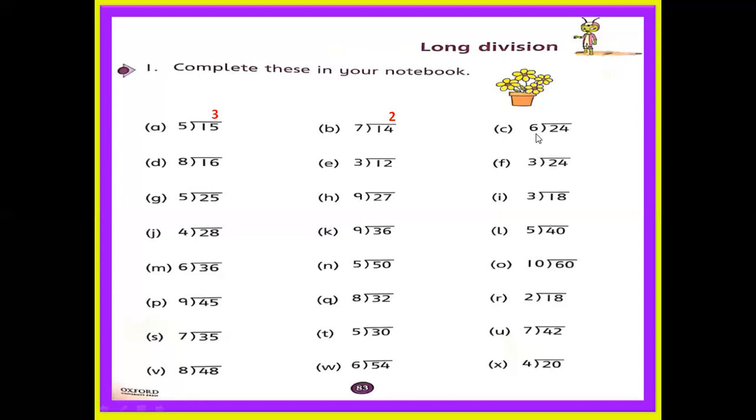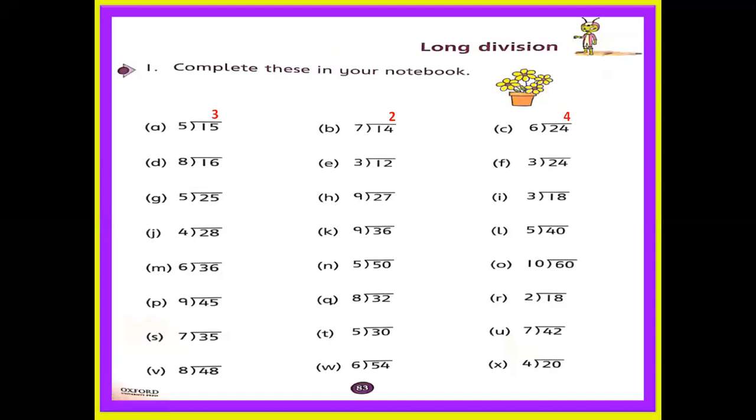C part, 24 divided by 6. 6 ones are 6, 6 twos are 12, 6 threes are 18, 6 fours are 24. So 24 comes. When we multiply 6 with 4, 24, the dividend, comes, so our answer is 4.